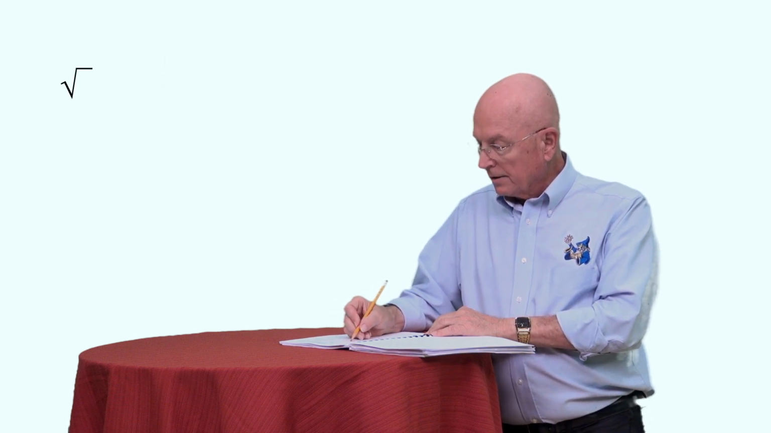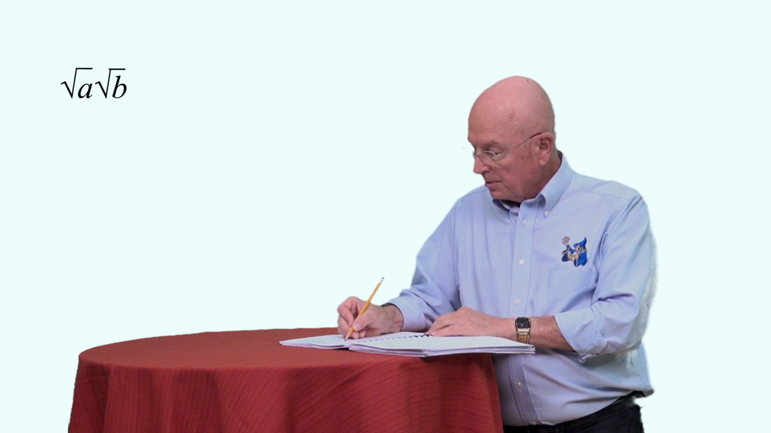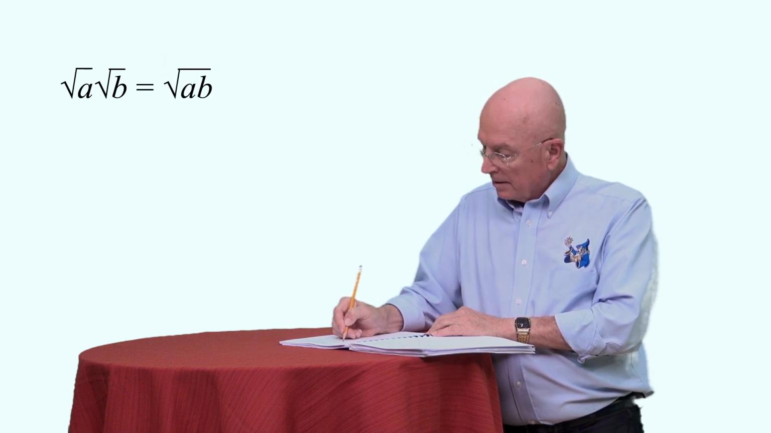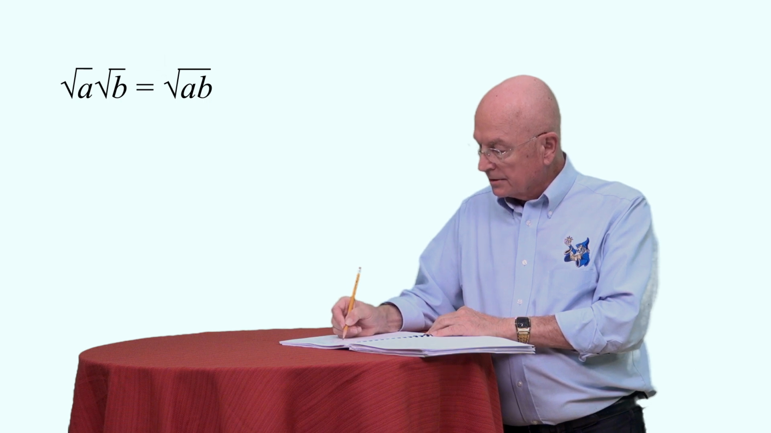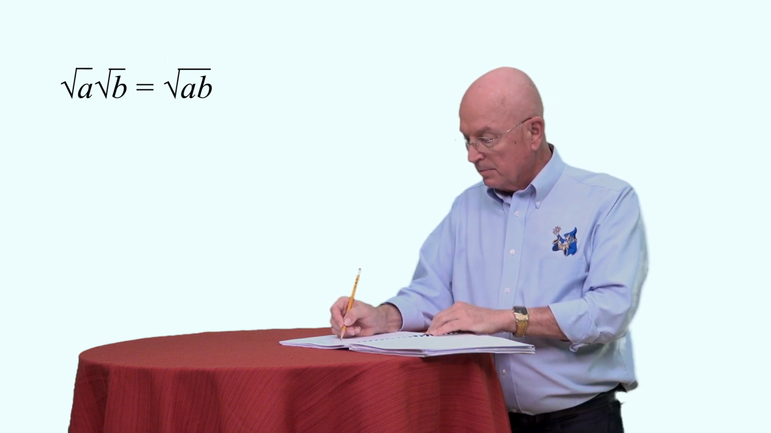How about radical a times radical b? That's pretty simple. You gather those two terms, a and b, under the radical sign. That's the same as radical ab.